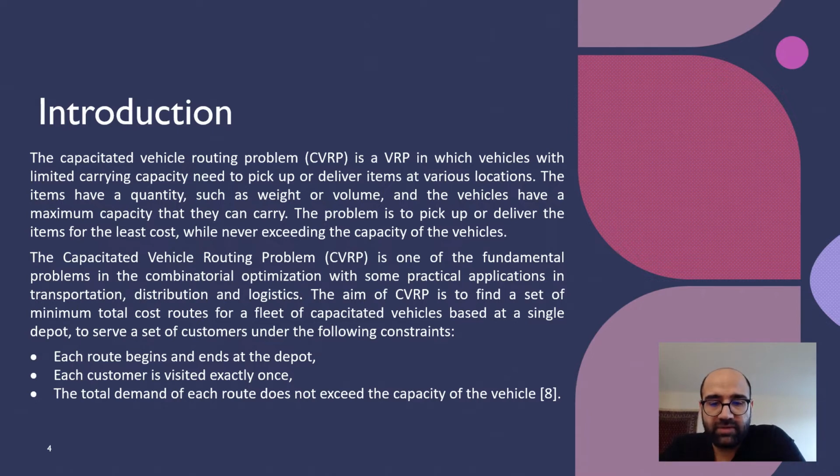The aim of CVRP is to find a set of minimum total cost routes for a fleet of capacitated vehicles based at a single depot. The rules are that each route begins and ends at the depot, each customer is visited exactly once, and the total demand of each route does not exceed the capacity of the vehicles.